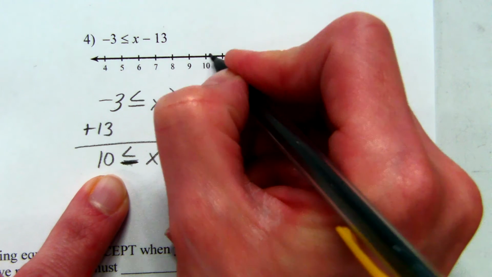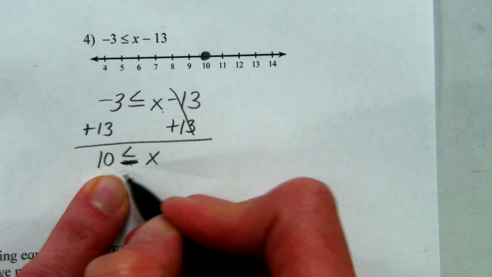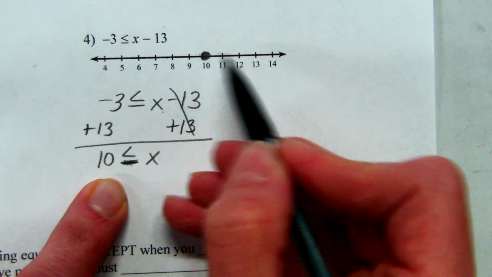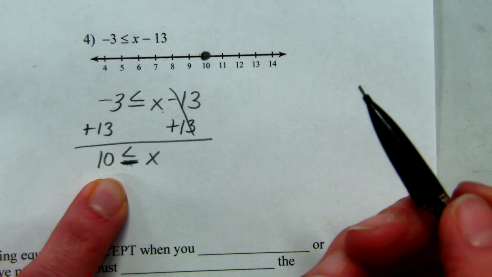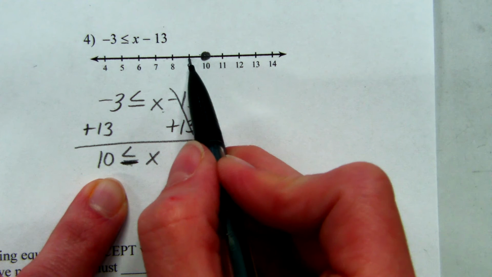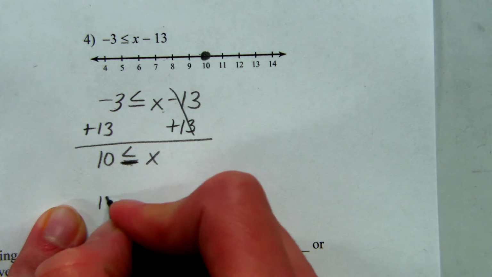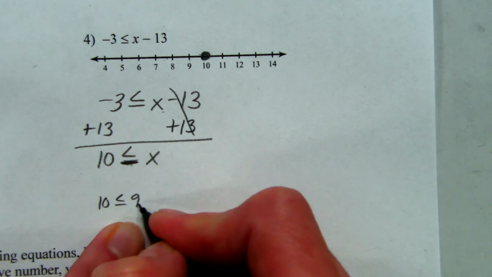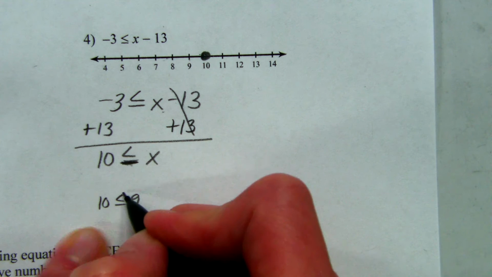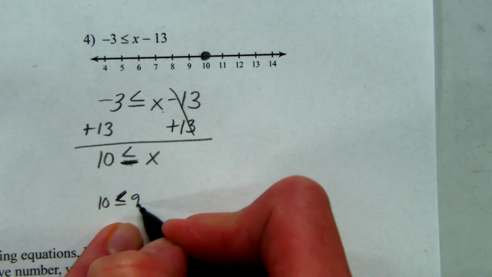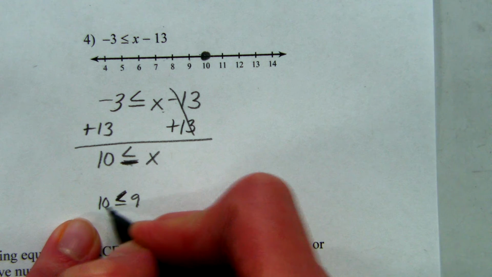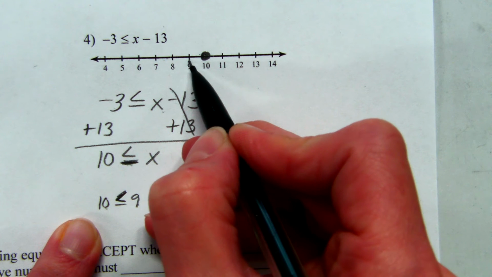So at 10, I'm going to fill that in. And then trying to figure out which side we're going to shade, we can figure out using a test point. So let's say I take 9 and test that here. 10 is less than or equal to 9. Does that work? Well, think about elementary school. This is the alligator. Would the alligator rather eat the 9 or the 10? 10's bigger, so that doesn't work. So 9 is not part of the solution.